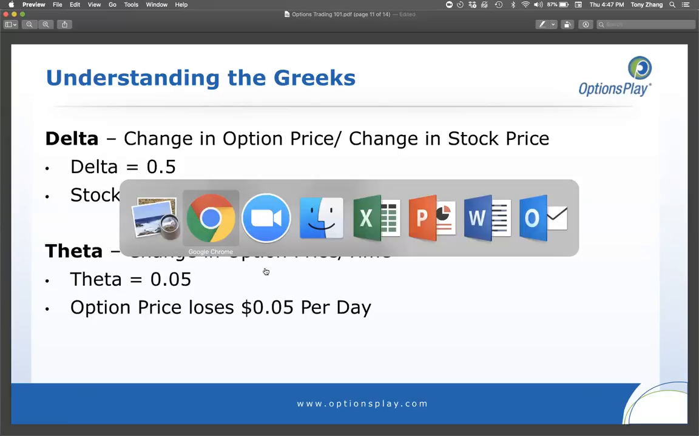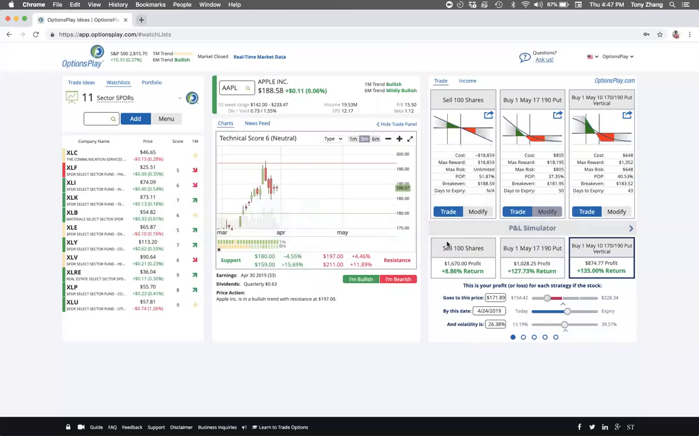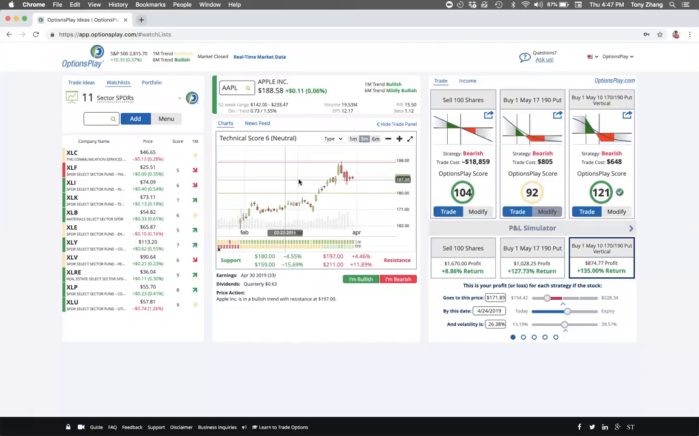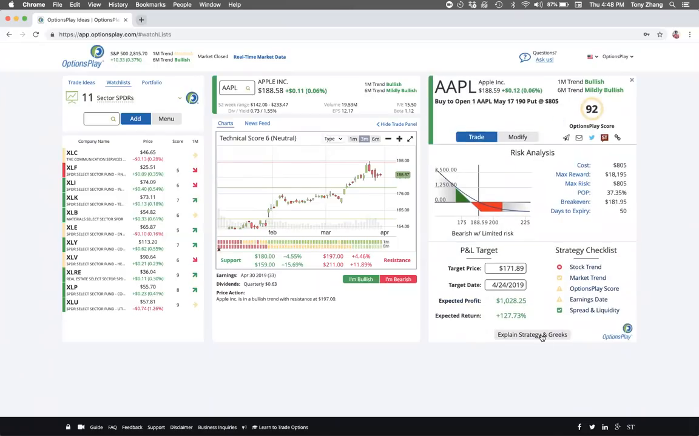So just a quick overview, and this is one of the things that I wanted to show you: we talk about delta, and sometimes we look at the delta of an option, and if you want to look at the delta of a put option, you can use this in OptionsPlay.